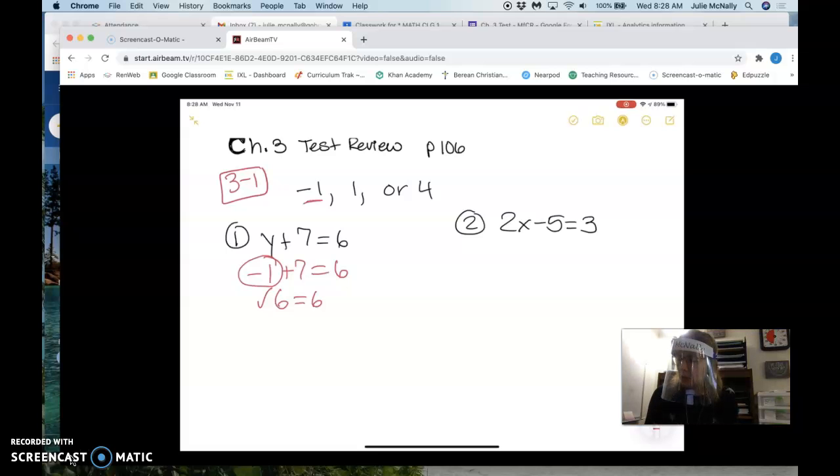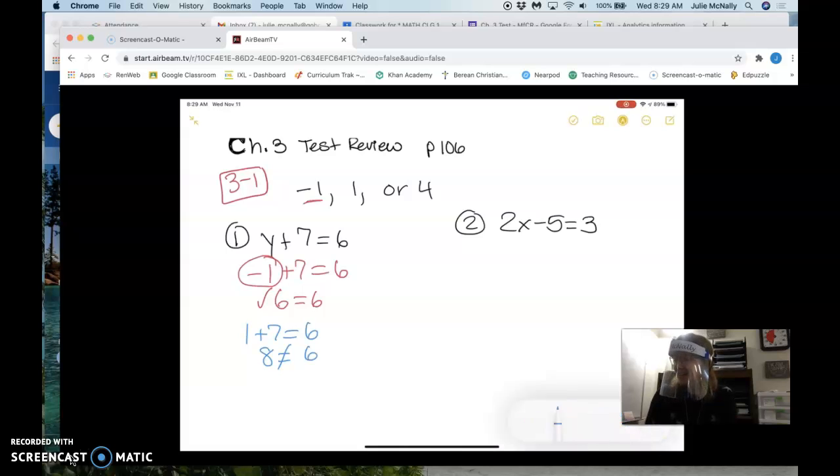So I'm going to do the next one, which is 1 plus 7 equals 4. And 1 plus 7 is 8. And 8 does not equal 4. So that doesn't work. What? 1 plus 7 equals 6. Oh. I know. I was just trying to see if you guys were paying attention. Good job. You passed.